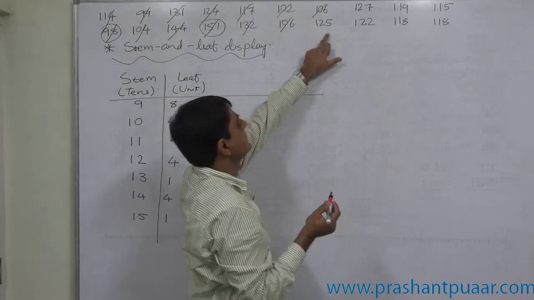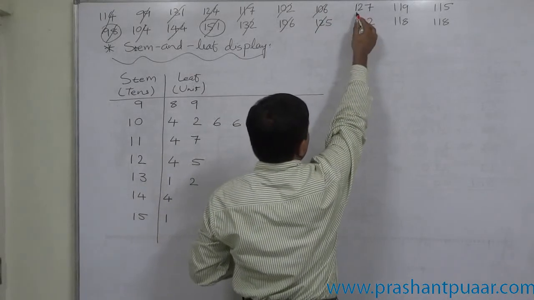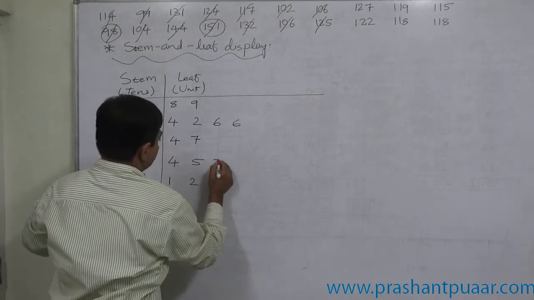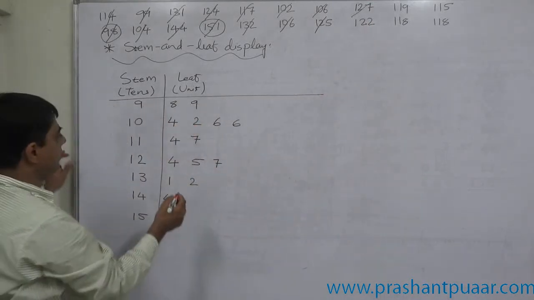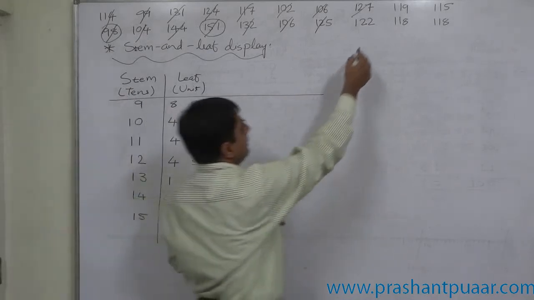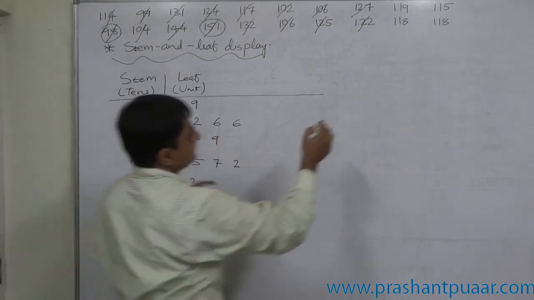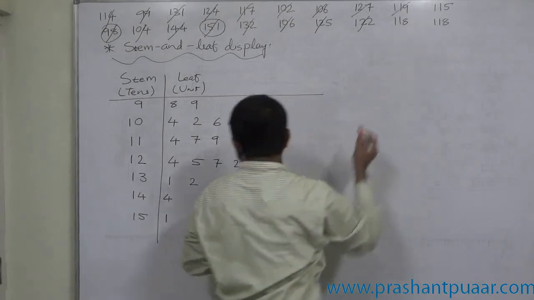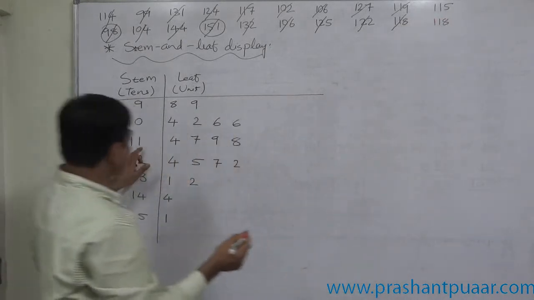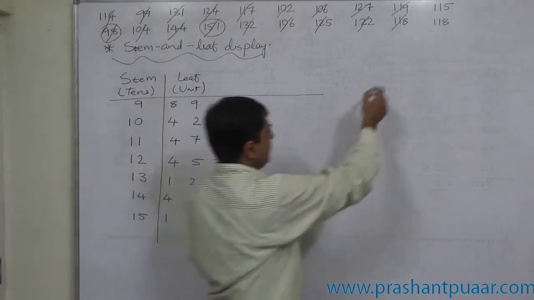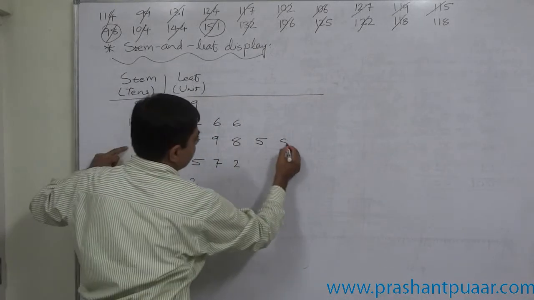125, that means 12 tens and 5, so 5 against 12. 127, 12 tens and 7, 7 against 12. 122, 12 tens and 2, so 2 against 12. 119, 11 tens and 9, so 9 against 11. 118, 11 tens and 8, 8 against 11. 115, 11 tens and 5, 5 against 11. And the last is 118, 11 tens and 8, 8 against 11.